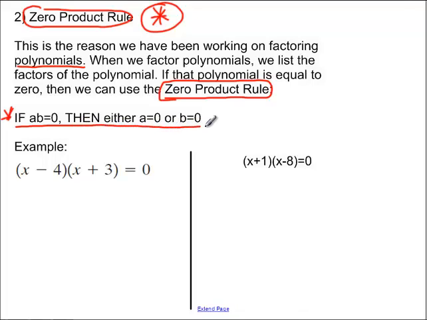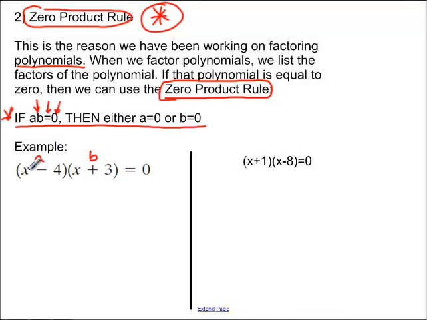So the important thing is we're going to have factors over here. We've got to have an equals and we've got to have 0 in order to apply the zero product rule. So let's take an example. Here's a factorization: x minus 4 times x plus 3 equals 0. If here's my a, and here's my b, then a times b equals 0, and either a is equal to 0 or b is equal to 0.